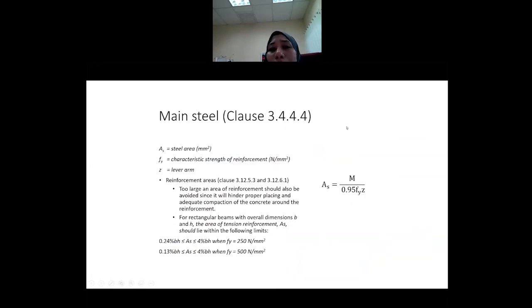So, and then we have the last formula. Bukan last formula lah. Last formula for main steel untuk calculate steel. So, bila you dah dapat, okay, you tadi you dah kira K, you dah kira, apa tadi? Z. Next step is to calculate AS. So, AS here is steel area. So, area of steel maksudnya steel bar you punya area lah. So, the formula is M divided by 0.95 FYZ.